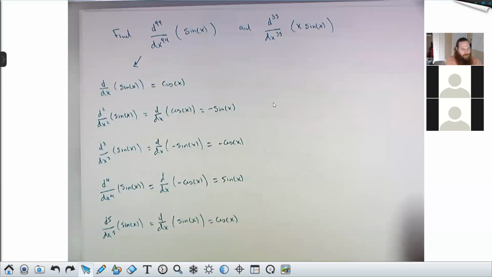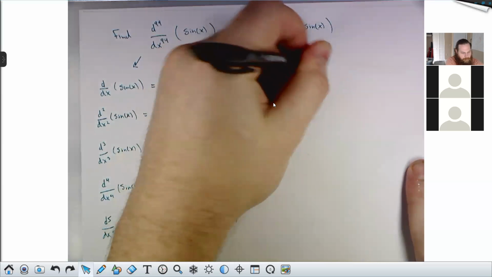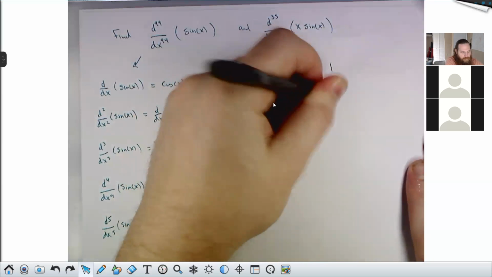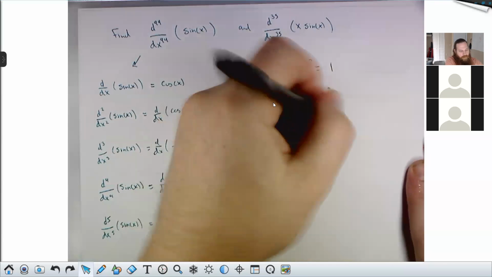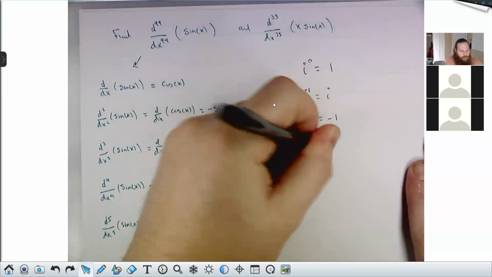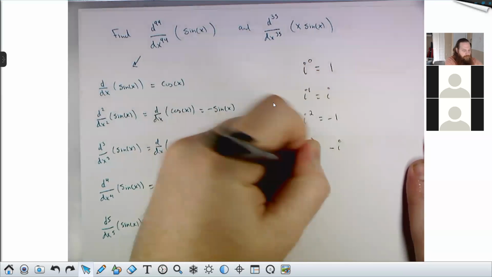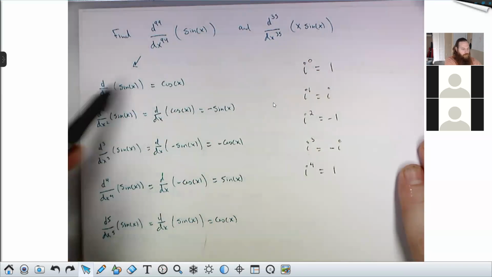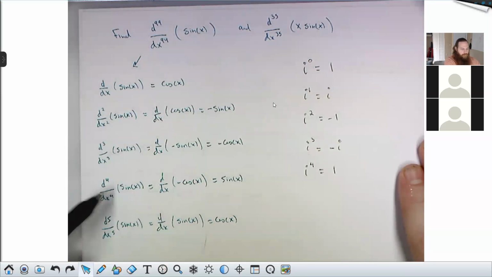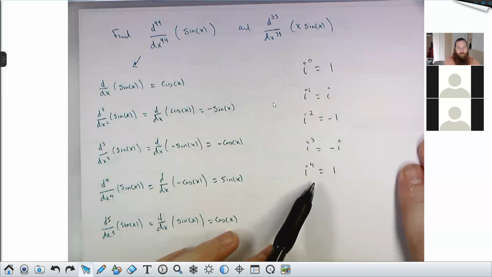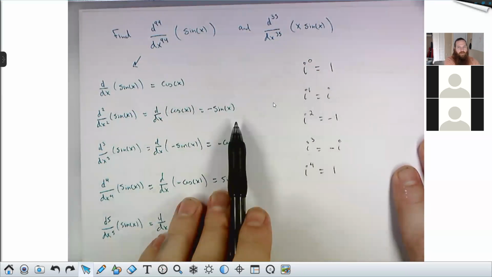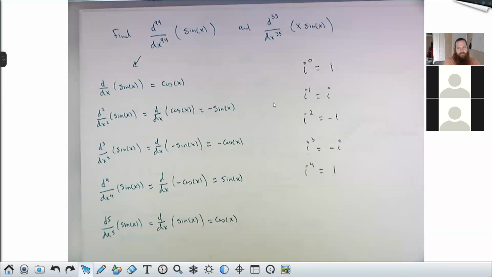This might not appear to be directly related, but the imaginary number i satisfies i to the 0 is 1, i to the 1 is i, i squared is negative 1, i cubed is i squared times i, so that's negative i, and i to the 4 is back to 1 again. This repeating every cycle of 4 is the same as the repeating every cycle of 4 here. In fact, you'll even notice that the pluses and minuses, like if you swap 1 for cosine and i for sine, these look very much the same. And that, my friends, is not a coincidence.